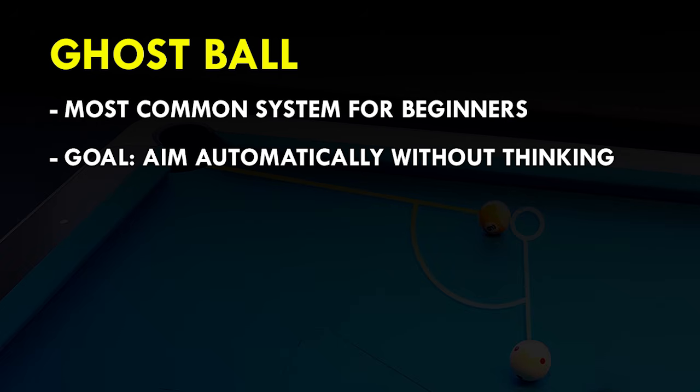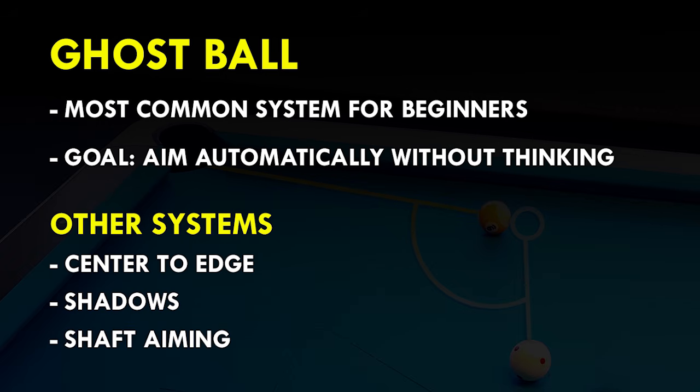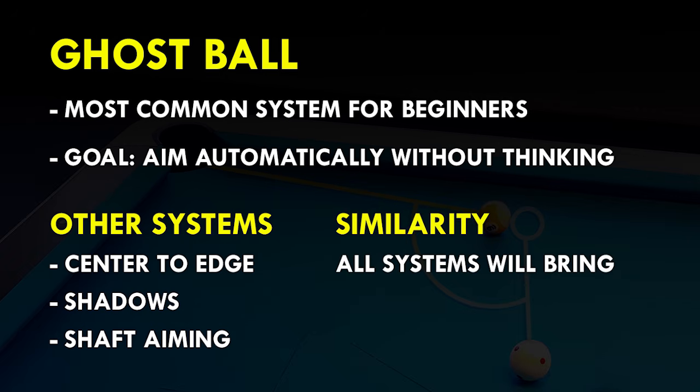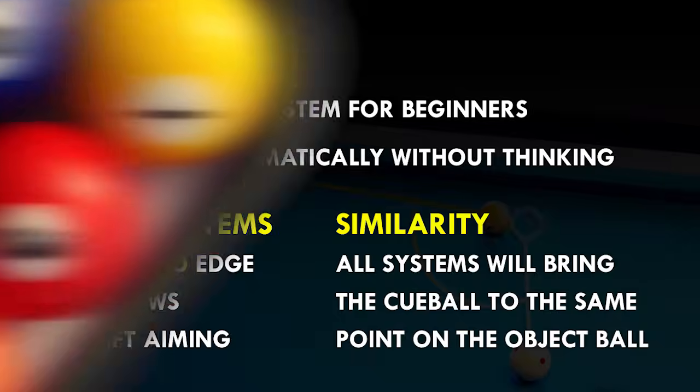You can use a system that will help you find the aiming point. But at some stage you should be able to aim automatically without thinking. Another system is center to edge, or you can even aim with shadows that are thrown from the object ball onto the table. Or Shane van Boning, for example, aims with his shaft. You just have to find the right system that works for you. But what all those systems have in common is they will show you where to send the cue ball in addition to hitting the right spot on the object ball.